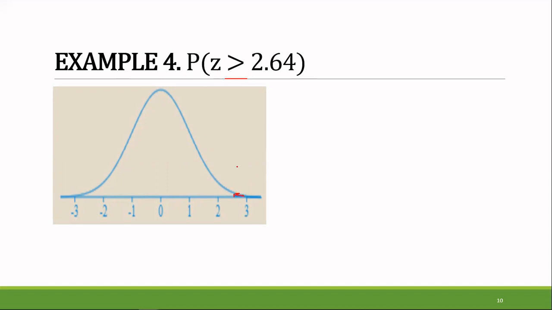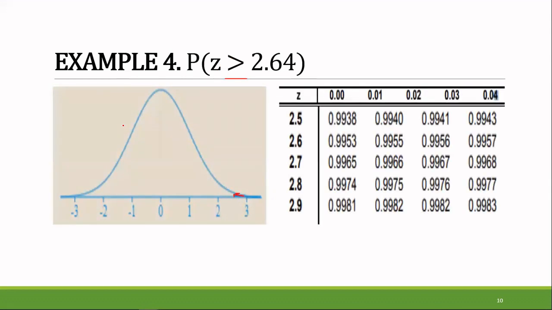No? So z is greater than. So meaning to say, mas mataas na 2.64. So gagamitin natin yung z table ulit para makuha natin yung value ng shaded region na to. Okay? So that will give us 2.6. Okay? And then ayun yung 0.04 and then the intersection of that will give us the value.